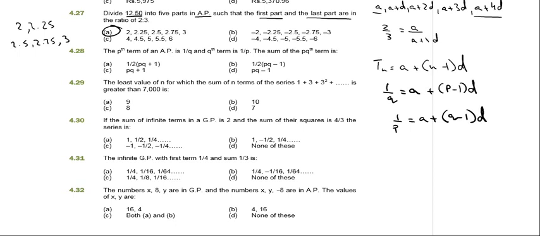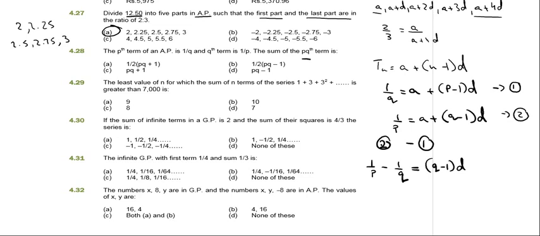And we have to find the sum of pqth term. Let's first find a and d in terms of p and q. This is one equation and this is the second equation. If we subtract second from first equation, we will have 1 over p minus 1 over q is equal to a minus a cancels out, q minus 1 d minus p minus 1 into d.